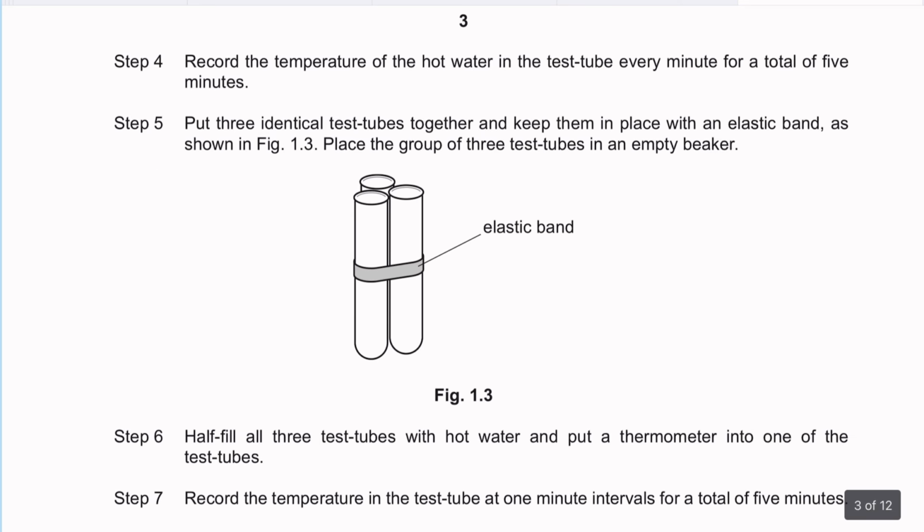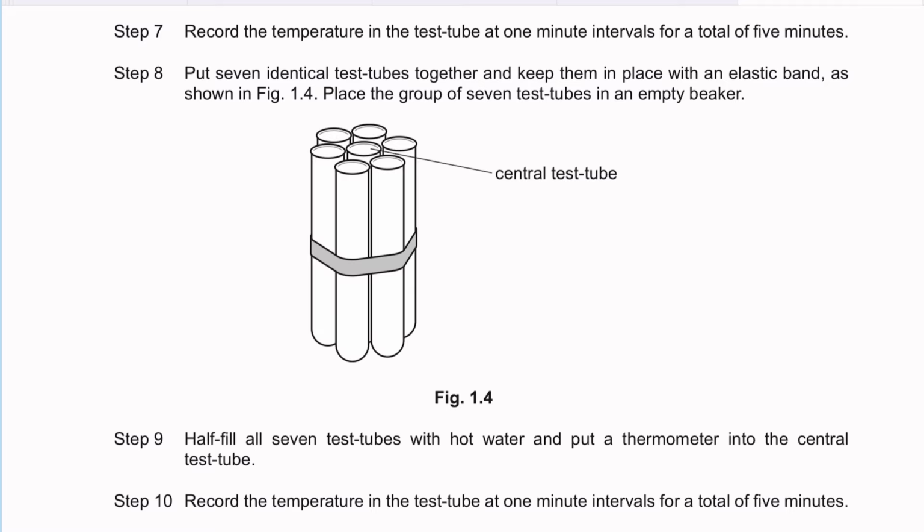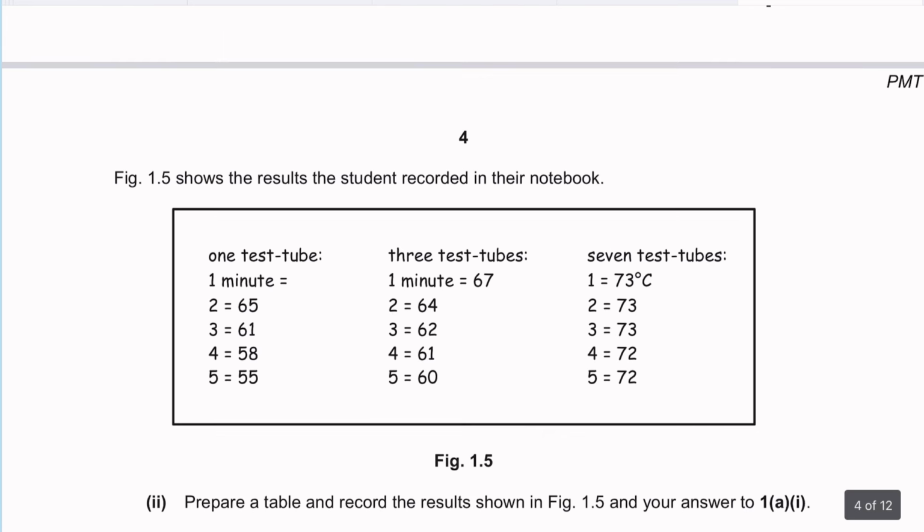Record the temperature of the hot water in the test tube every minute for a total of 5 minutes. Put the 3 identical test tubes together and place them with an elastic band as shown in the figure. Place the group of 3 test tubes in an empty beaker. Half fill all the 3 test tubes with hot water and put a thermometer into one of the test tubes. Record the temperature in the test tube at 1 minute intervals. Put 7 identical test tubes together and place them with an elastic band as shown over here. Put them in an empty beaker. Half fill the 7 test tubes with hot water and put a thermometer into the central test tube and record the temperature for a total of 5 minutes.